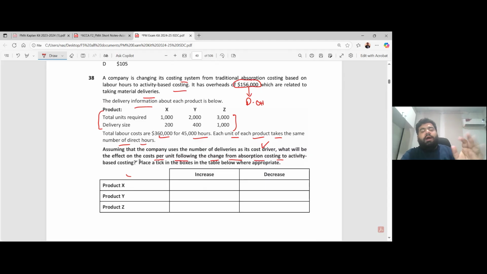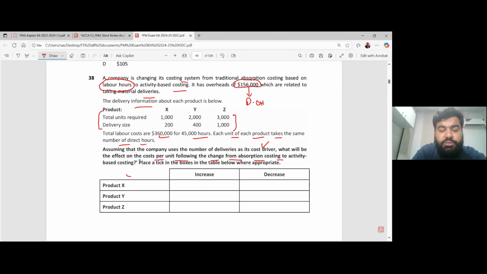Actually, they are saying that first the company was using absorption costing, using labor hours as the base. But now the game is different. Now they are using the deliveries as their base, meaning ABC. So we have to tell what the effect on cost per unit is. If, for example, product X cost per unit was $2 under absorption and $3 under ABC, we'll say the cost per unit has increased. So let us calculate.